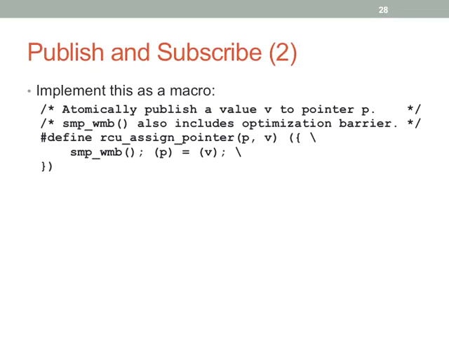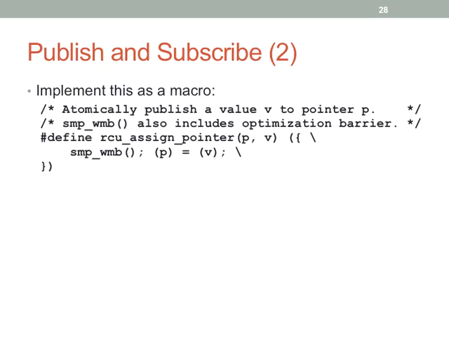So we can do this as a macro. Notice we have rcu_assign_pointer, so that's going to be our publish operation. This is a C macro, if you haven't seen these before. Inside, we have to use parentheses around the outside so that we can ensure that it all happens in a single step. And then inside we have curly braces, so we open up a new block and do our things.